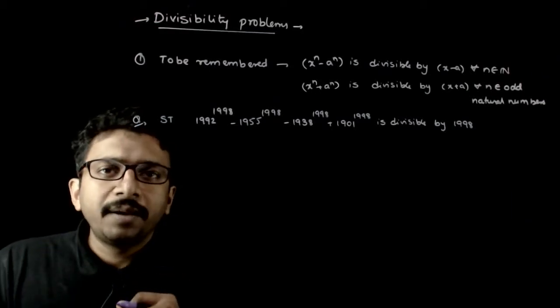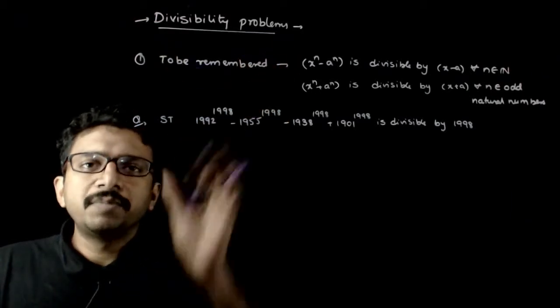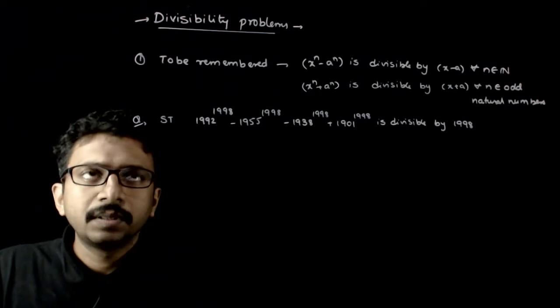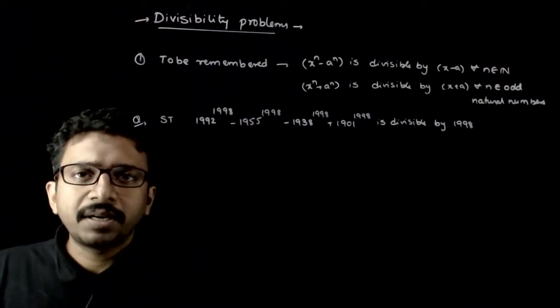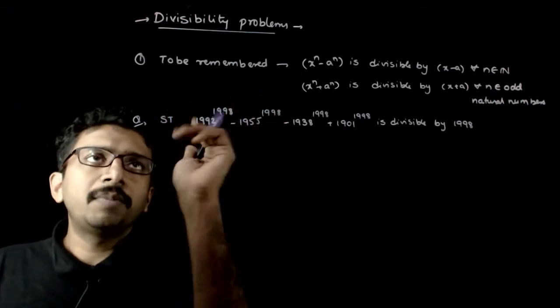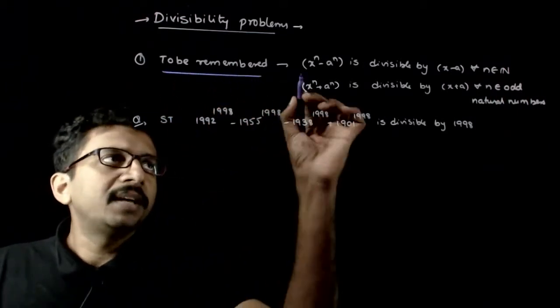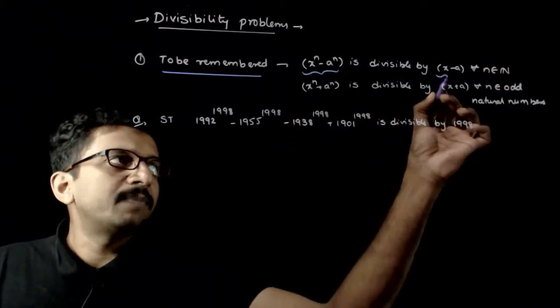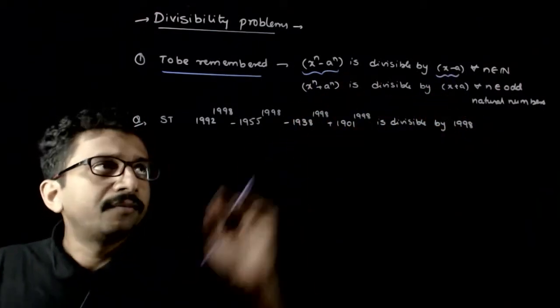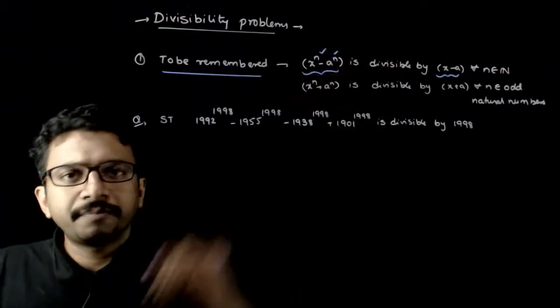So the next important type of questions are divisibility problems. In these divisibility problems, let us look at some examples. But what needs to be remembered? Theory-wise, you need to remember that x power n minus a power n is always divisible by x minus a for any natural number power.